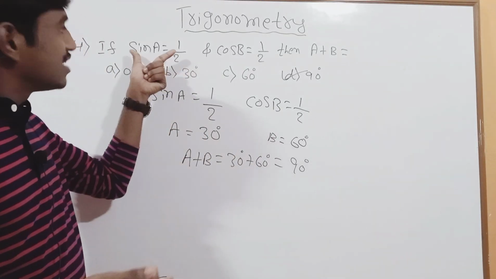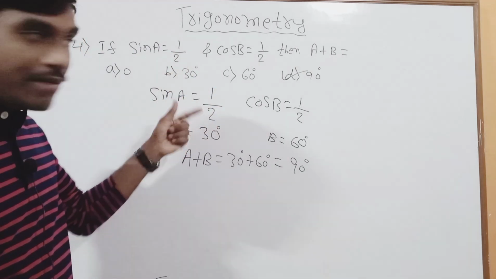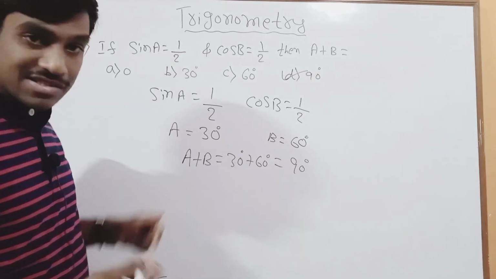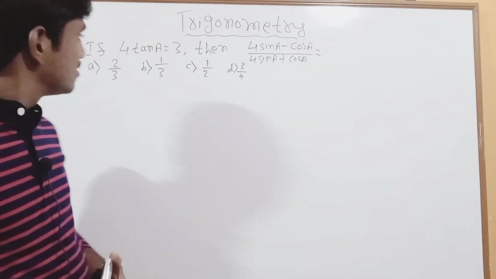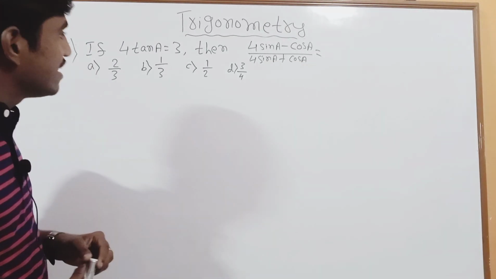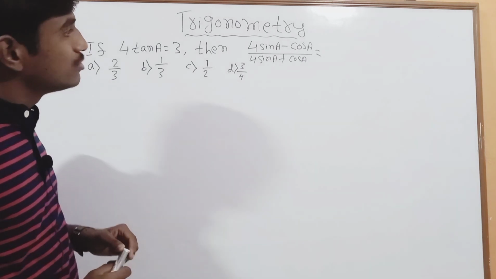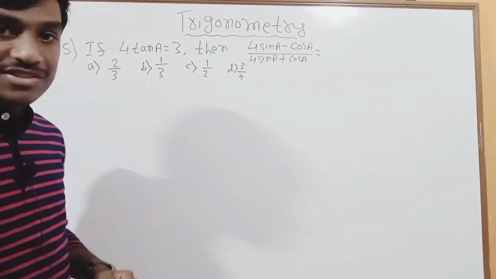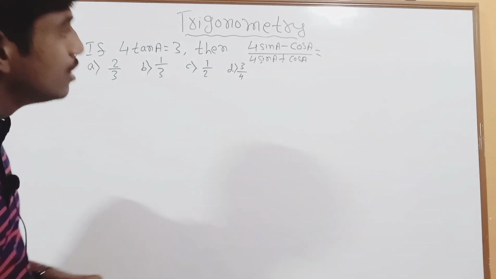So they might give tan or cot instead of sine, whatever, but the procedure to follow when you get a question like this is this. Okay, next question: if 4 tan A equals 3, then we need to find the value of (4 sin A minus cos A) divided by (4 sin A plus cos A).